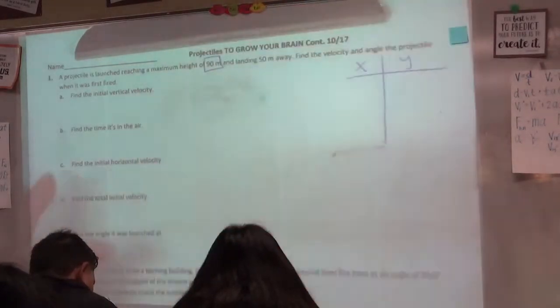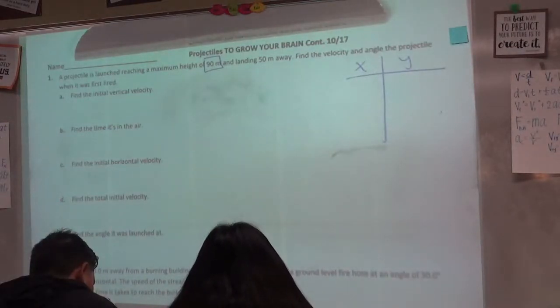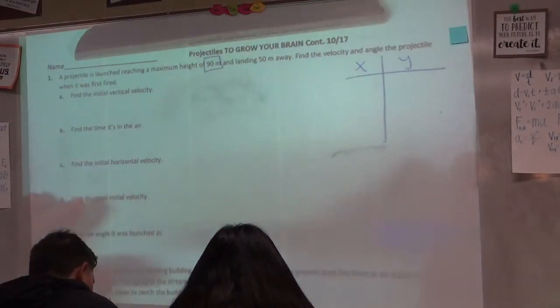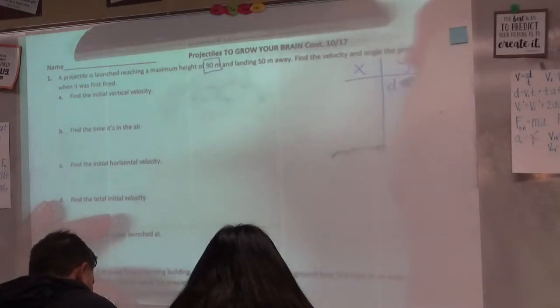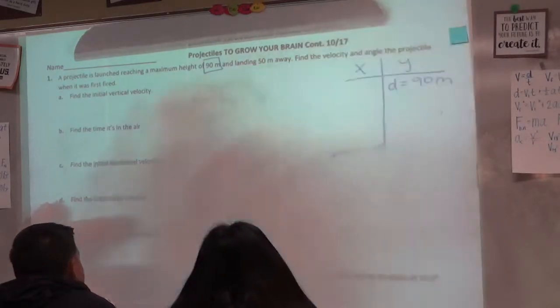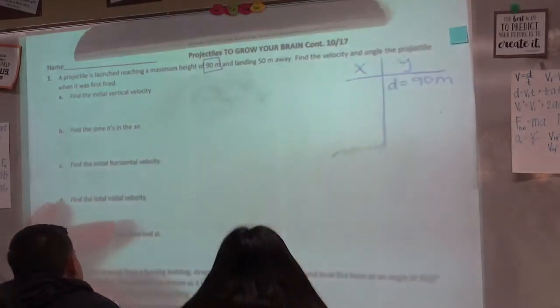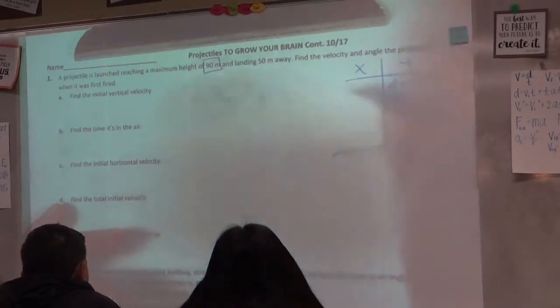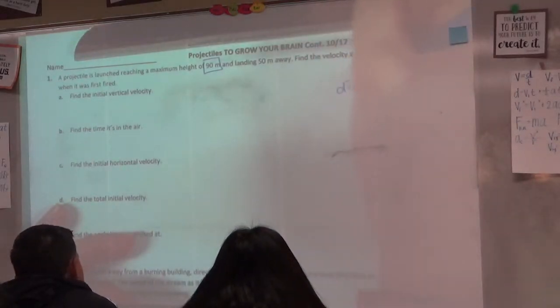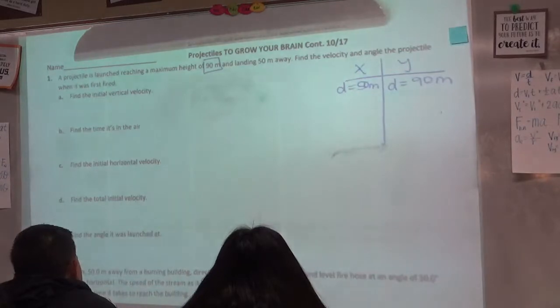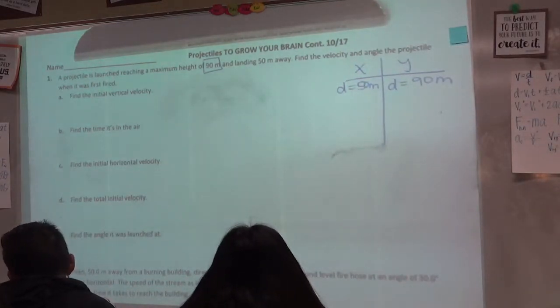Meters. Meters means this is a what? Distance. And is this an X or Y distance? Y, and how do we know? Because it's height, that's up and down. Good. And landing 50 meters away, that would be what? X distance, yeah. Alright, what else can I put in this chart?